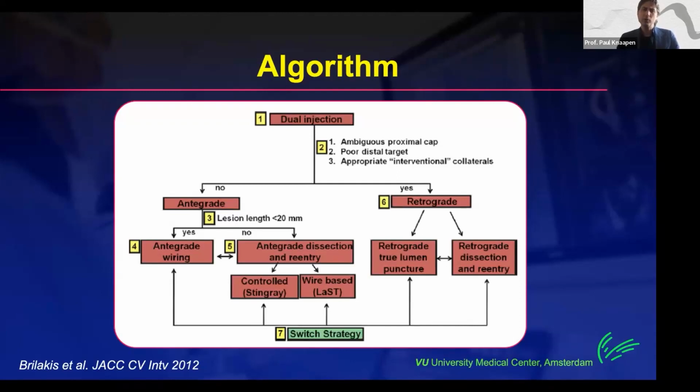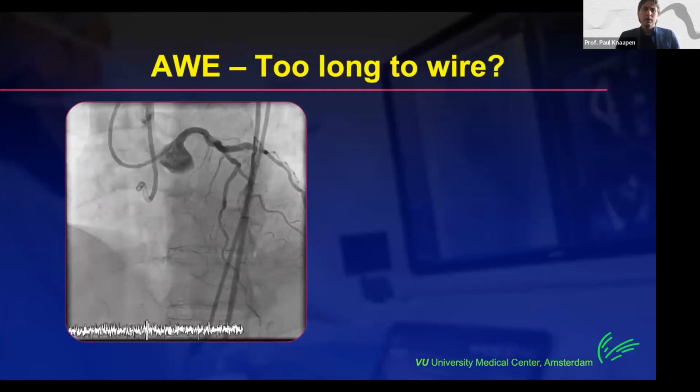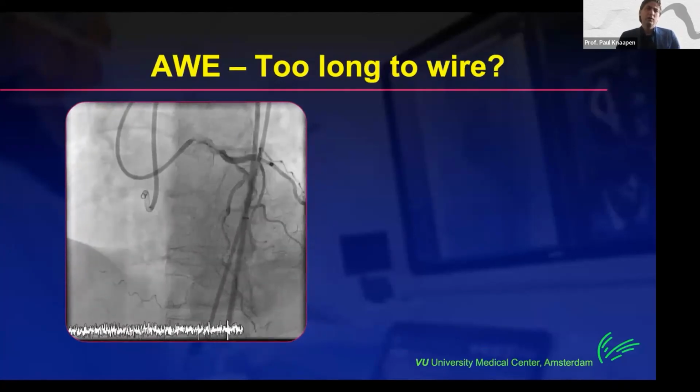And in your contemporary practice, you need to think about what your strategy should be. If you encompass both antegrade and retrograde strategies and ADR and RDR, you can really simplify this scheme. And I think the length of the target is no longer an issue with the advancements of wires as we are talking about today. So, is it ever too long to try to wire?